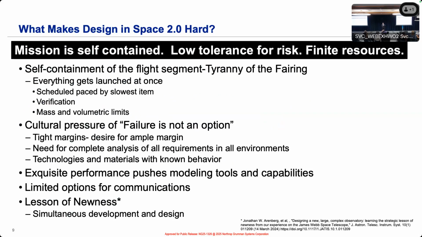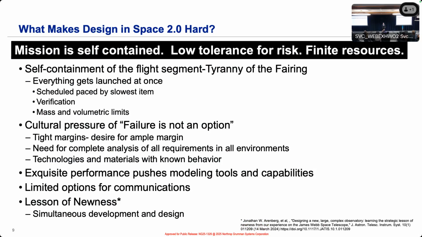So let's take a step and say, what are we trying to fix? What makes design in the middle space age so hard? So first of all the missions are self-contained. Everything's got to show up at one time, go in one fairing, be there when the launch director hits the go button, and that means everything's got to fit in the fairing. You've got to face the tyranny of the fairing, mass and volume limitations. Schedule is driven by the last element, which means the cost is driven by the last, tail end Charlie.